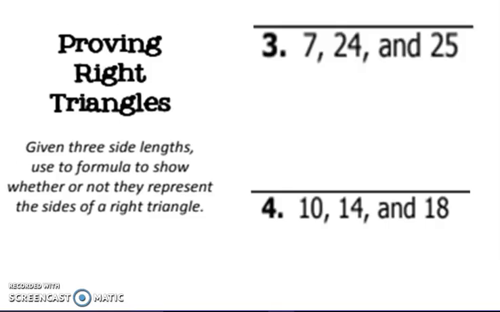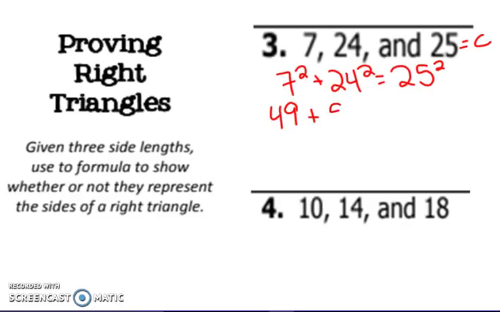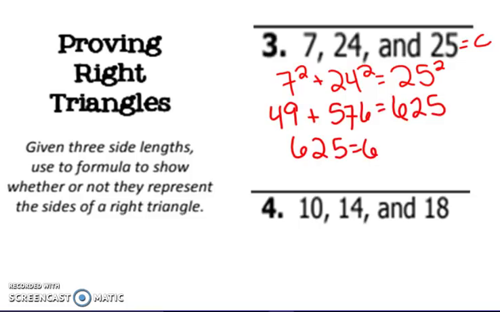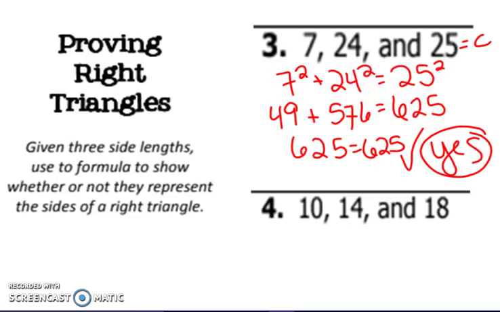Again, example 3, A, B, and C, where C is our hypotenuse and our longest side, so C is going to equal 25. 7 squared plus 24 squared equals 25 squared. I get 49 plus 576 equals 625. If I add them together, we get 625 equals 625. So yes, that does form a right triangle.